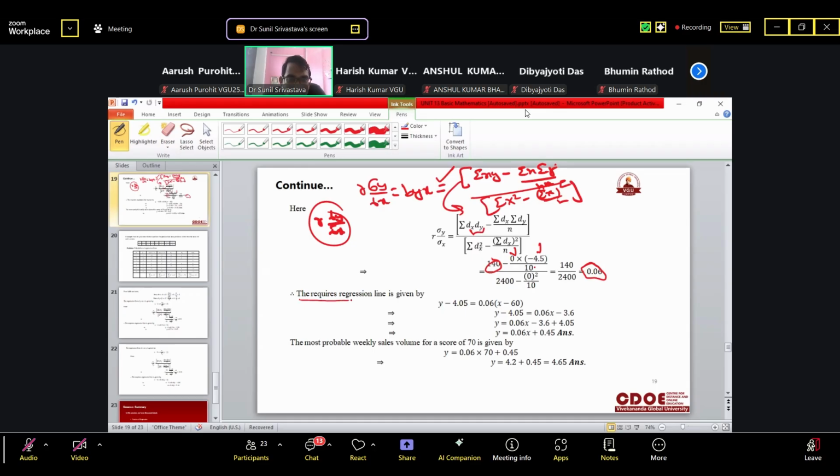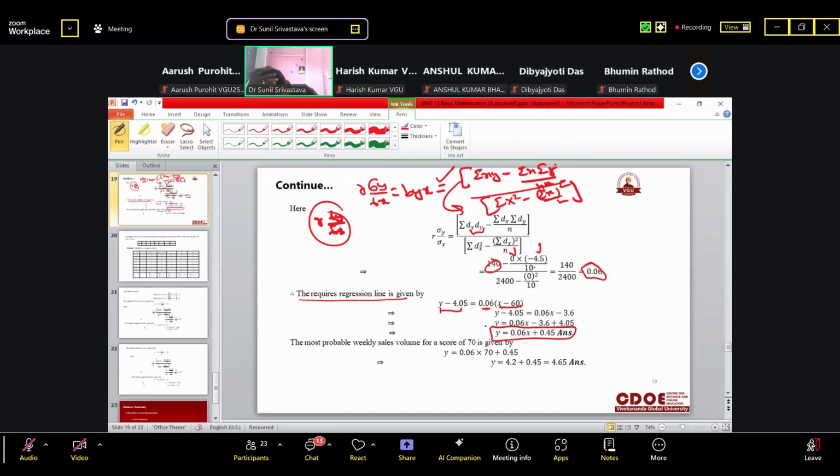So the regression line of y on x is given by y minus y bar is equal to the regression coefficient times x minus x bar. The final conclusion is that y is equal to 0.006 x plus 0.45. That is the regression equation.